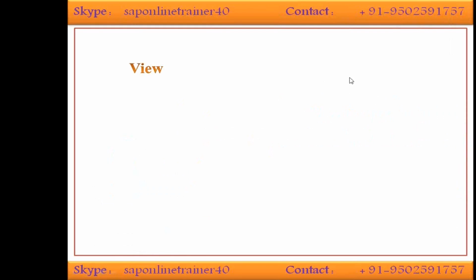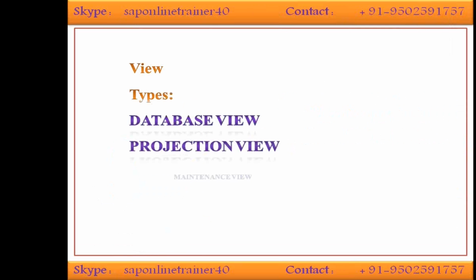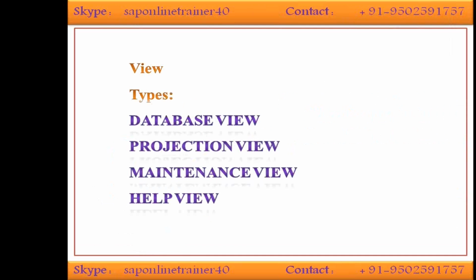What is a view, and what are the types of views? The first one is database view, then projection view, maintenance view, and help view. One by one I will show you how to create them. First of all, I'm going with database view. And what do you mean by database view?